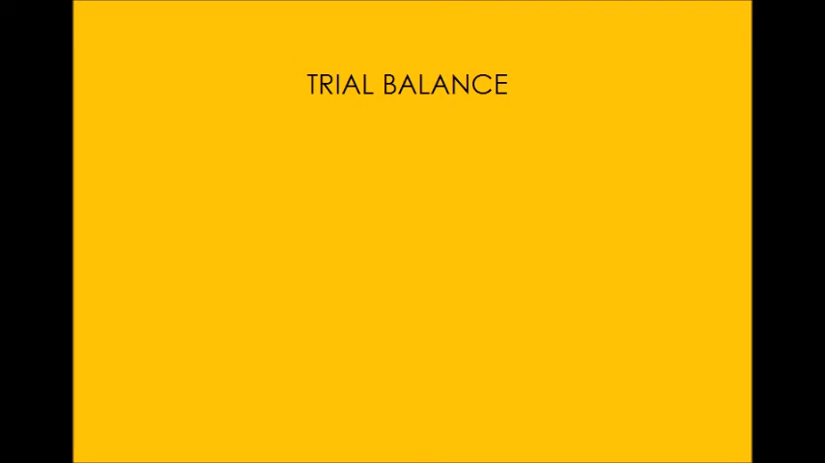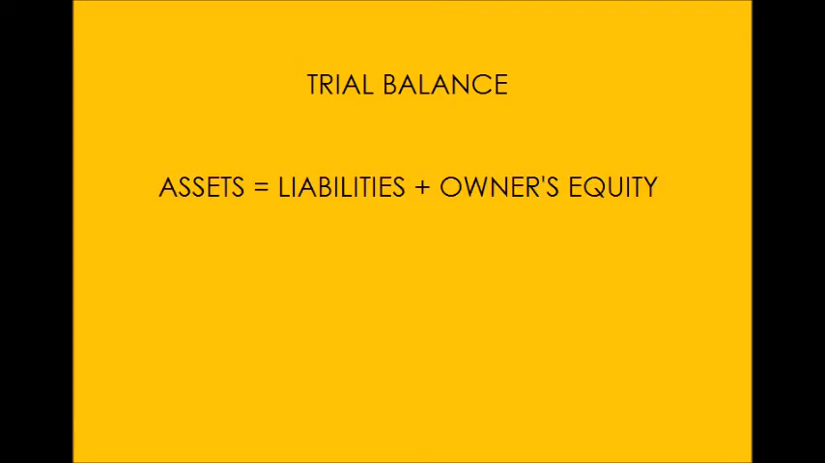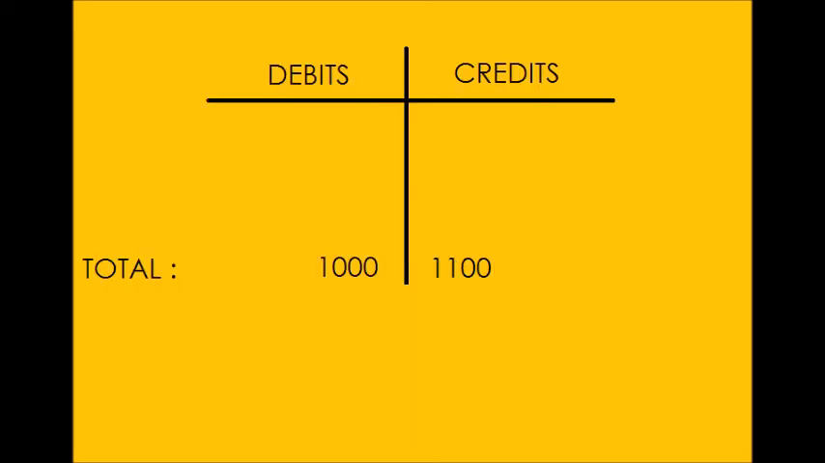Lastly, we're going to cover trial balances. If you recall from past accounting classes, the sums of the assets and that of the liabilities and owner's equity in the balance sheet must be equal. The same goes for ledgers. The debits in a ledger must be equal to the credits. This is the purpose of a trial balance, to ensure that the debits and credits in a ledger are in balance, or equal to each other.